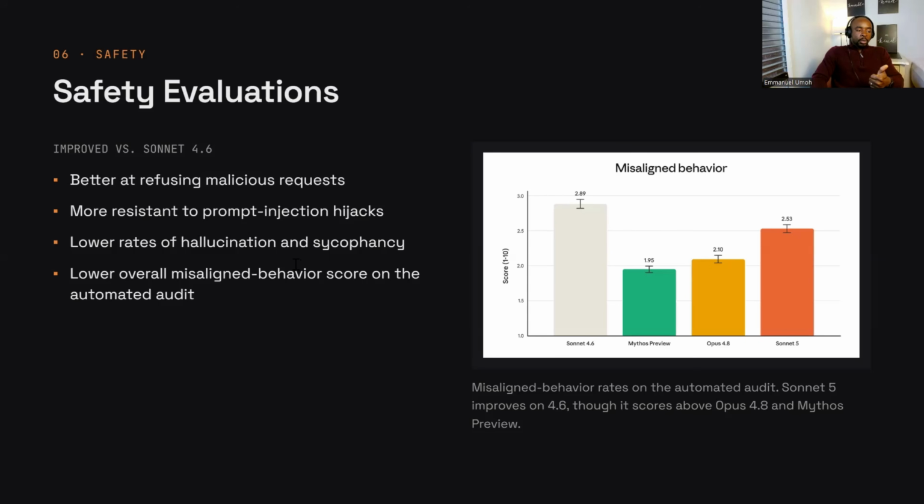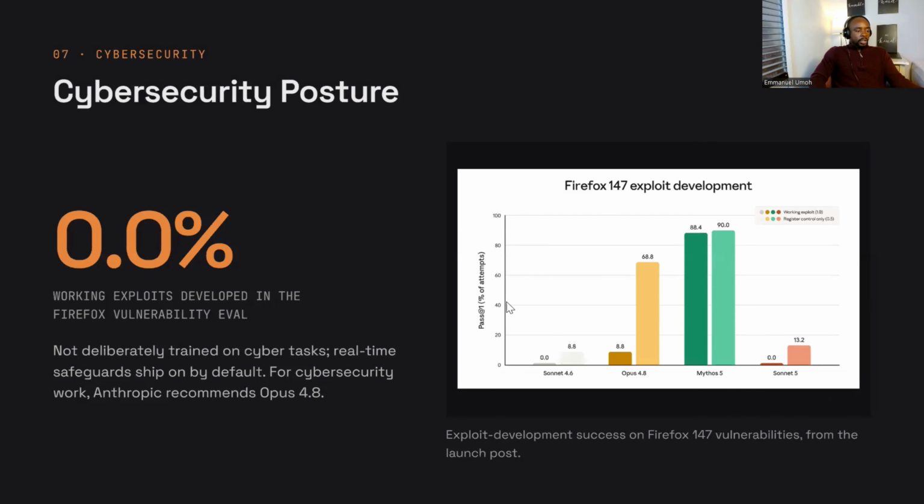You are also going to be able to use it with a lower rate of hallucination and sycophantic responses. We are not going to be having much of that. And we will be having lower overall misaligned behavior scores on automated audit. So you can see the chart. What it clearly shows when it comes to the security angle is that Sonnet 5 sits right up there and is way better than Opus 4.8 at this level. So that is really good news that we need to take into consideration.